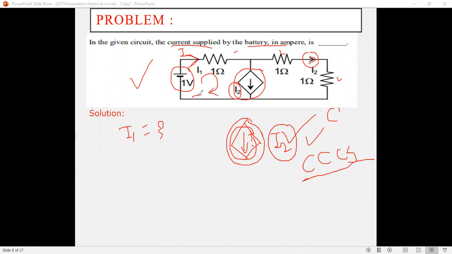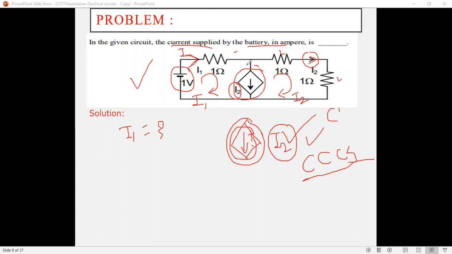So here the current flowing from this is nothing but I1 in this direction, and the current flowing from this is nothing but I2, it is in this direction. Now see, either apply KVL or it may be KCL, we find out the value of this current.